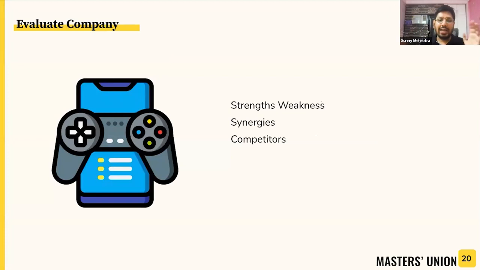But maybe the second bucket that you can think of is evaluating a company. Why is only 2 plus in a position to place bets, or why should only 2 plus think of entering the mobile gaming market? Why can't PC makers decide to get into that? There you have to evaluate the strengths of 2 plus, the weaknesses of 2 plus, and synergies and competitors.